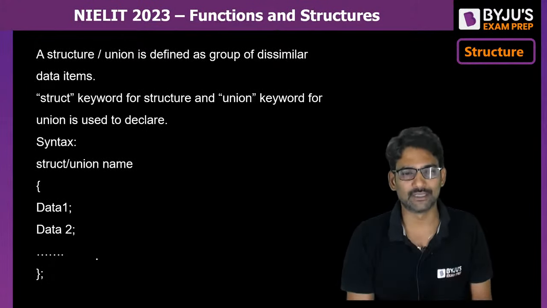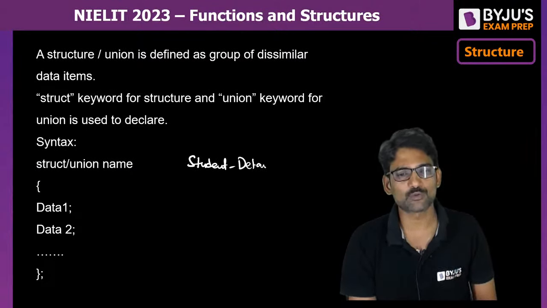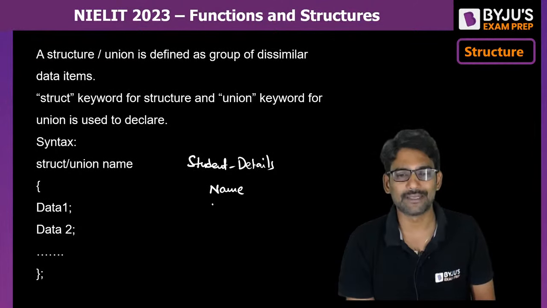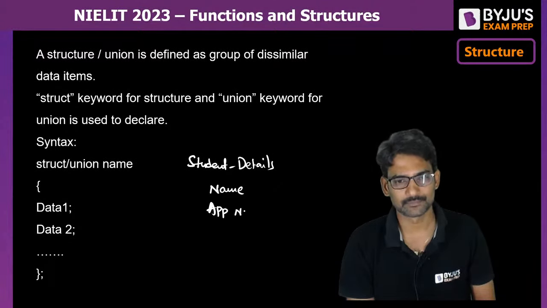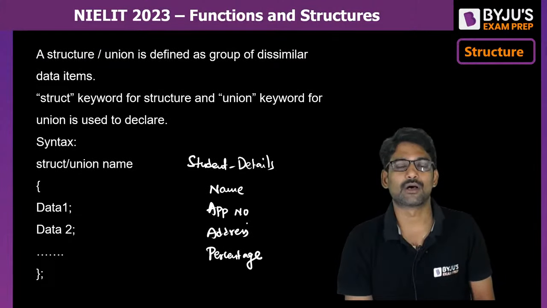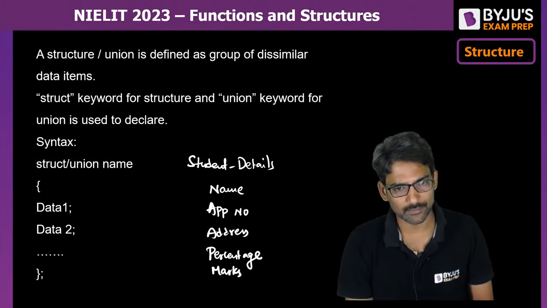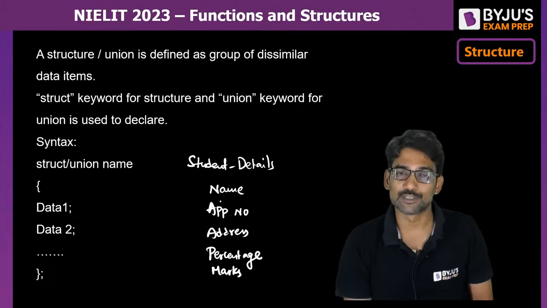For example, your student details are there. Student details means what will be there? Name will be there, right? Hall ticket number or application number will be there. Address will be there. What else? Maybe percentage, means your BTech or graduation percentage may be there. How many marks you attained may be there. Your gender may be there.